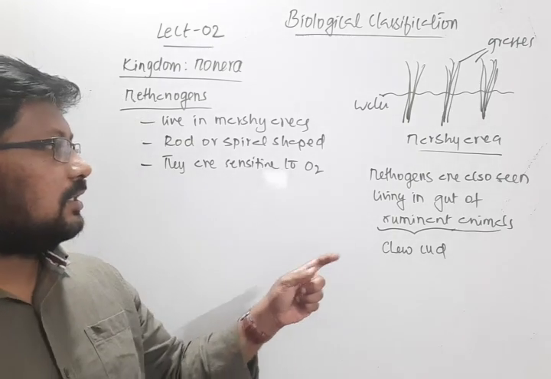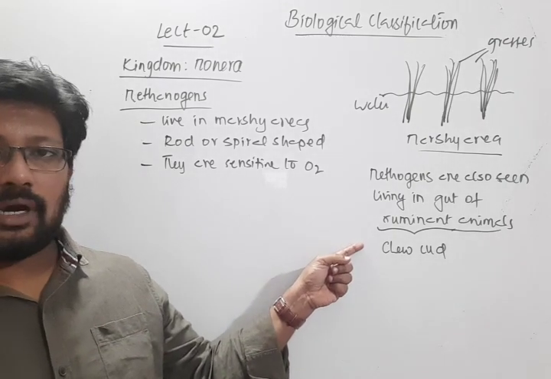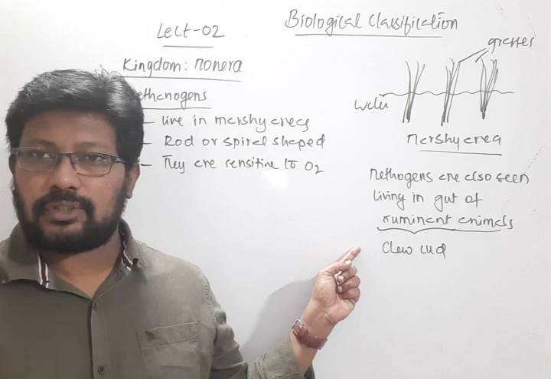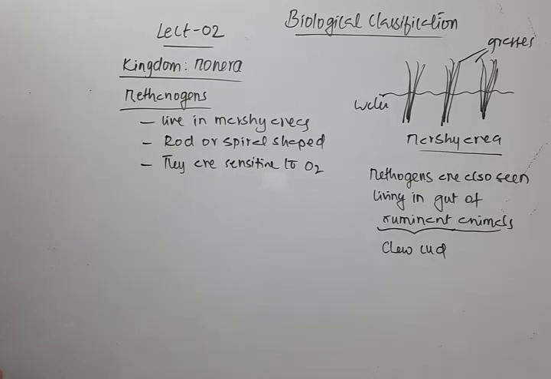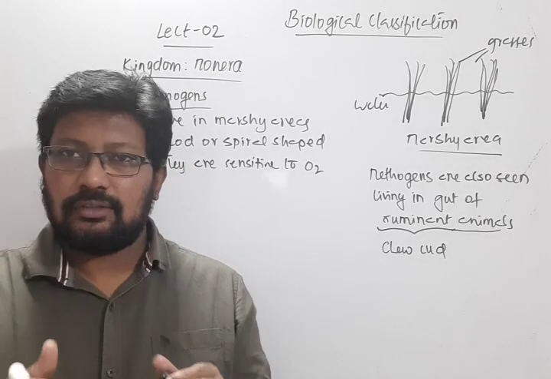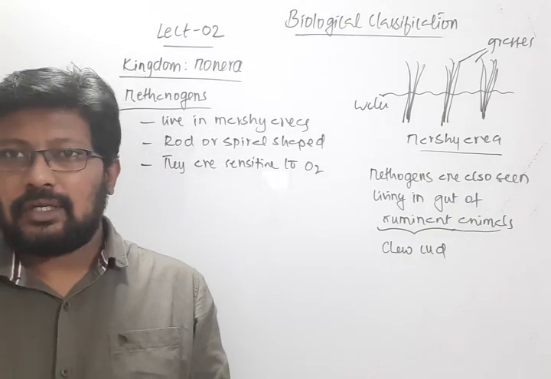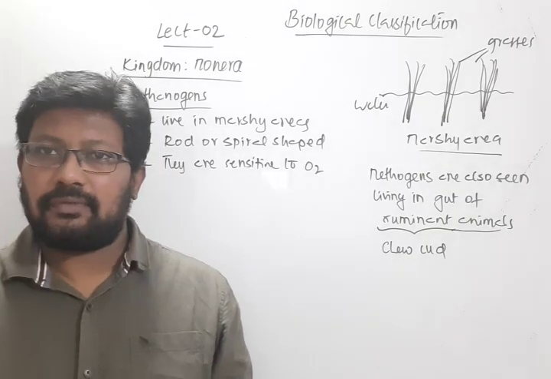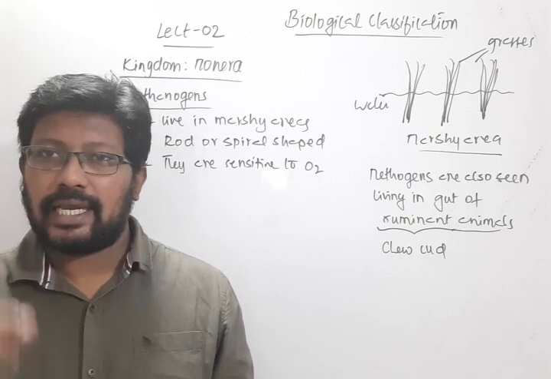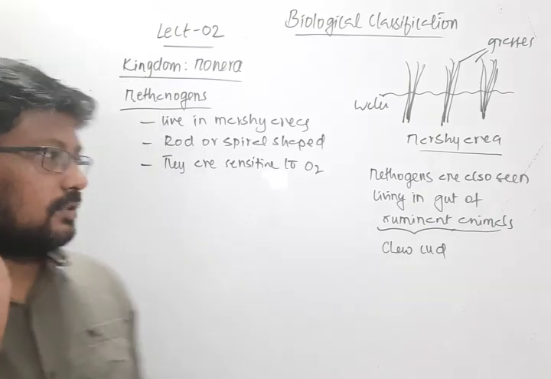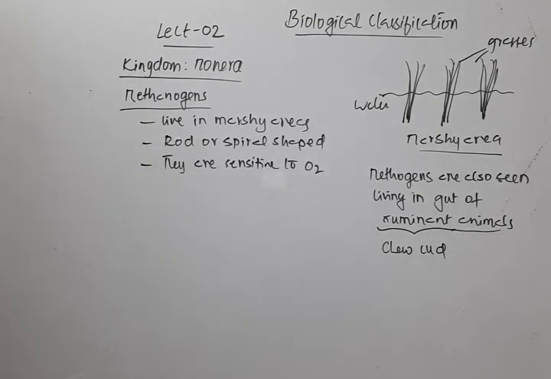So that is what we call, all those animals who do that process are called ruminant animals, right? So here we see these methanogens present in them also. Whenever they belch, they may even release the methane gas that is produced in their stomachs. So methanogens are also seen living in the gut of those ruminant animals.